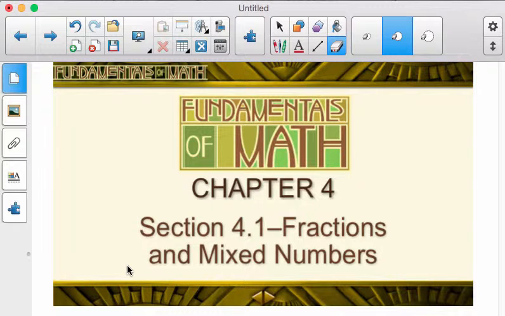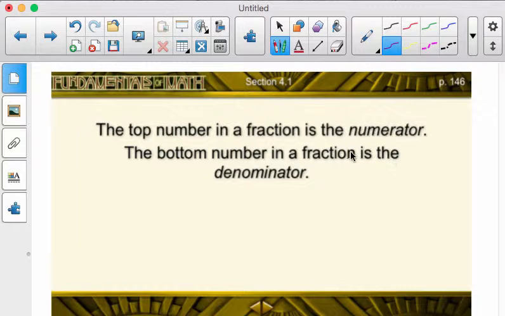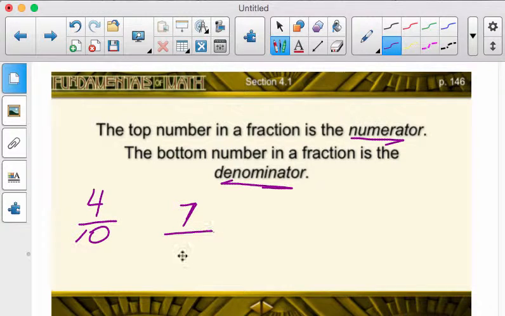Alrighty? Now, we have chapter 4, and it's all about fractions and mixed numbers. This is really simple. A lot of this is going to be review for you, but that's a good thing. Review is always good. So, talking about terminology, we have the word numerator and denominator. Now, we know that the numerator is the top number, so let's say I had a 4, and the denominator is the bottom number. Let's pretend I had a 10. Same way if I had 7 over 3, 7/3. Those are both fractions. This is the numerator, denominator, 4/10, numerator, denominator.